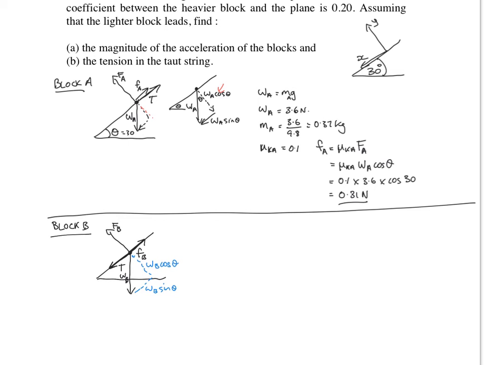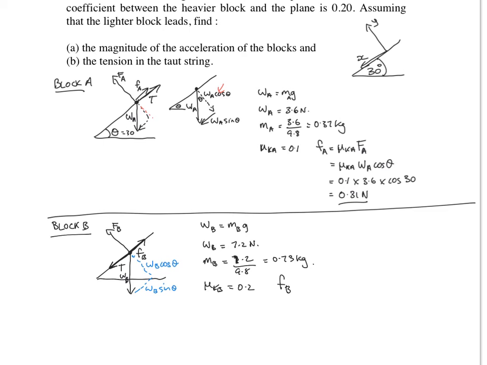Too easy. So now we can do what we did up the top here, and we can say WB is MB times G. WB was 7.2 newtons, so the mass of B is 7.2 divided by 9.8, which equals 0.73 kilograms. Mu KB, the coefficient of friction for block B, is 0.2.